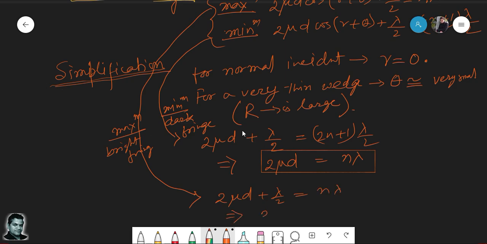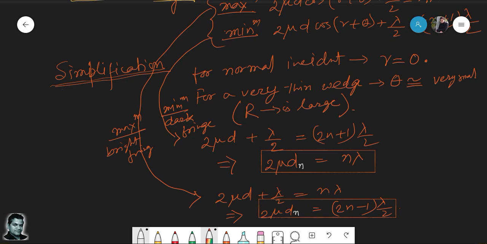This would imply 2 mu d is equal to 2n minus 1 lambda by 2. So these are the two conditions for bright and dark fringes. Now also for our convenience, let's give these d's some name. Let's say dn. What is dn?